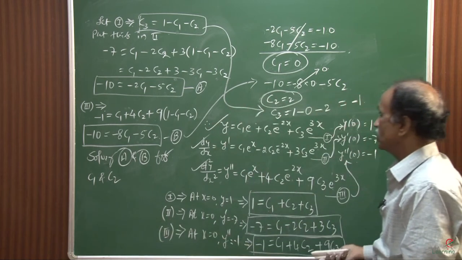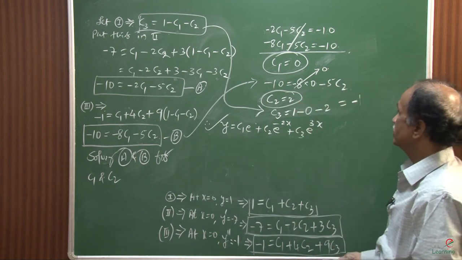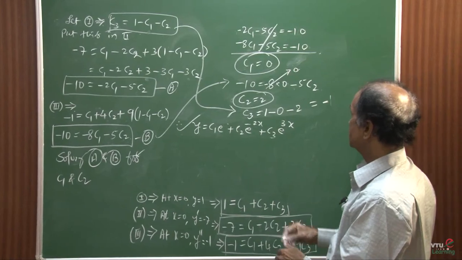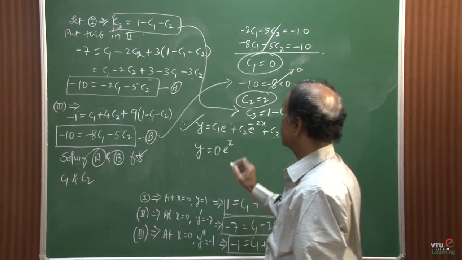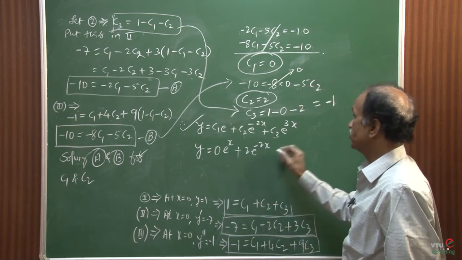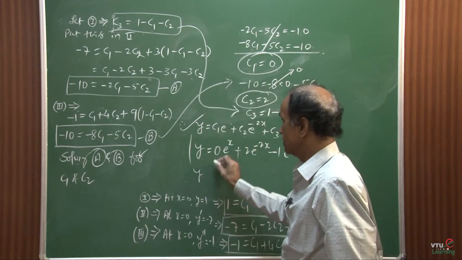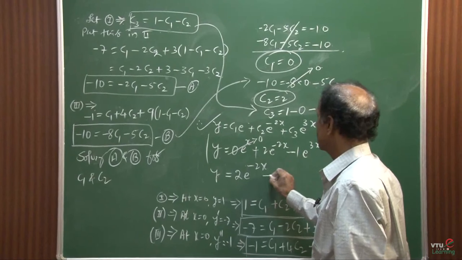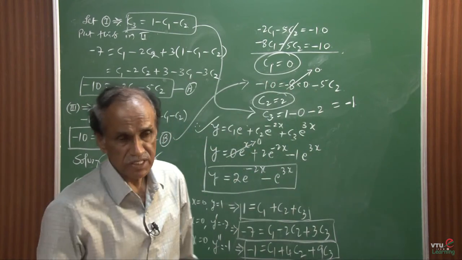Therefore, the final form of the solution with the calculated values of C1, C2 and C3, where C3 is equal to minus 1, is: C1 is 0 times e to the power x, C2 is 2 times e to the power minus 2x, and C3, that is minus 1, times e to the power 3x. In simplified form, because 0 is multiplied here, y is equal to 2 times e to the power minus 2x minus e to the power 3x. This is the final solution of that problem when initial conditions are given.